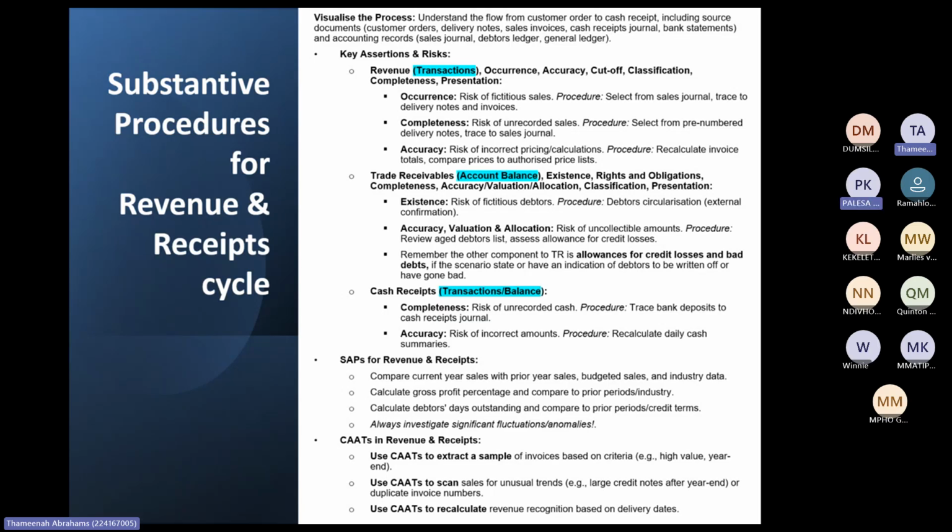Make sense? Yes. Can I just ask something as well? In terms of credit notes, can I have a procedure that goes something like: inspect the bank statements to check if the refund, or the money, was refunded to a client as per the credit note? You can say that, yes. Okay. Alrighty.